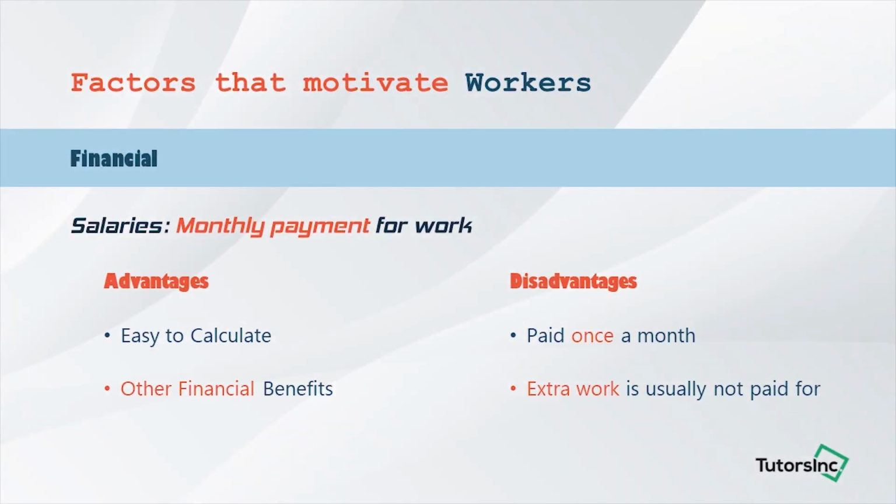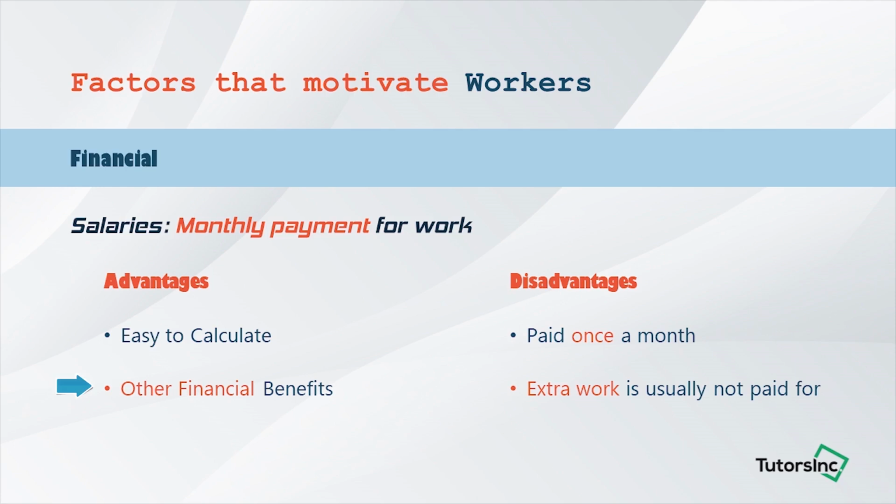Moving on, we'll be discussing the other form of financial reward, which is salaries. Salaries is a monthly payment for employees. It is usually paid directly to a bank account and more often than not paid to white-collar workers like office staff and management. One of the biggest advantages of salaries is that it is relatively easier to calculate because it is paid monthly.